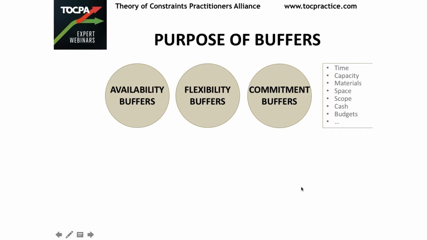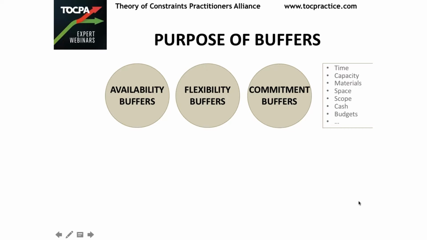I see how the flexibility buffer serves the business objective to be reliable. What is the business problem, the corporate problem, that is fixed by the availability buffer and commitment buffer? Can you clarify?